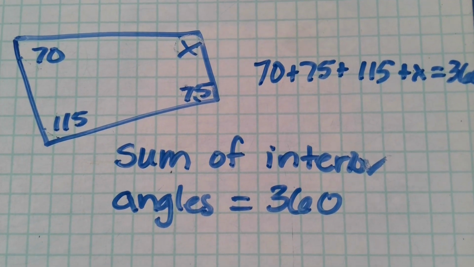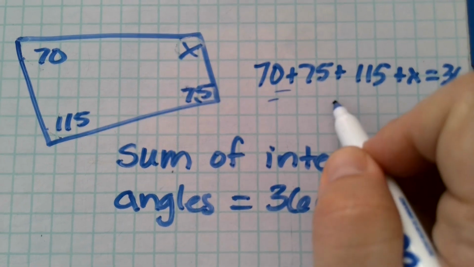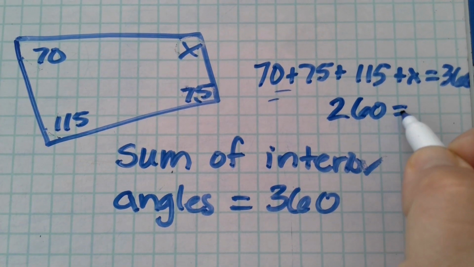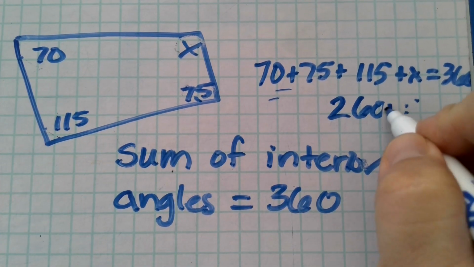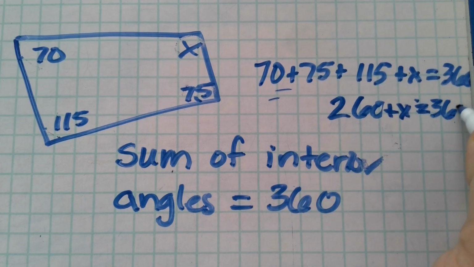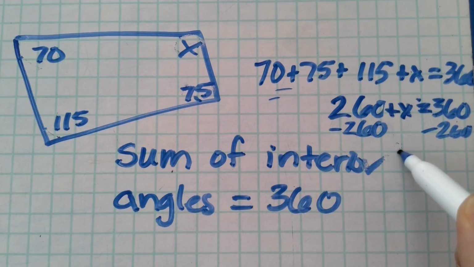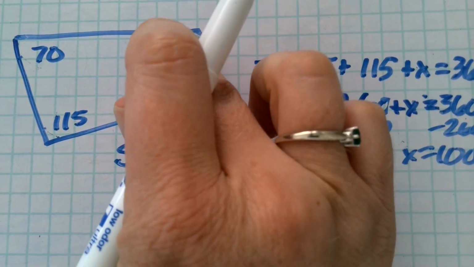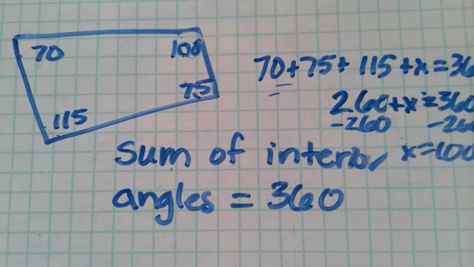Okay? Now, you know that we can simplify this. So if we say 145 plus 115, that's going to be 260. So if we have 260 plus x equals 360, we know we can subtract 260 from both sides and find that x equals 100. And when we put that in there, that checks out. Okay, so that is how to find an angle in a quadrilateral if you already know 3 of them. That will be on your homework.